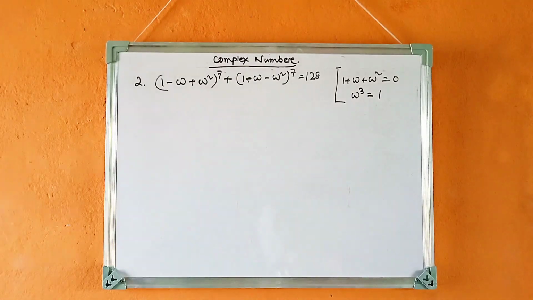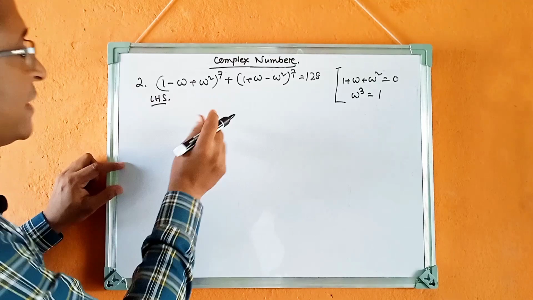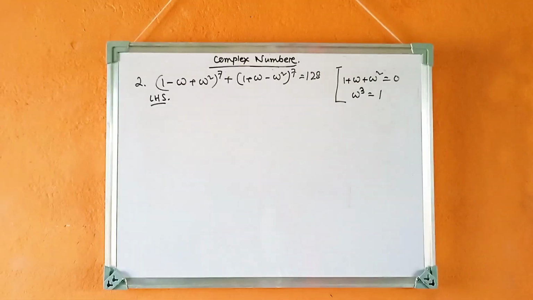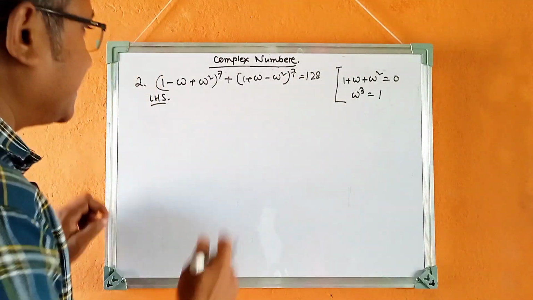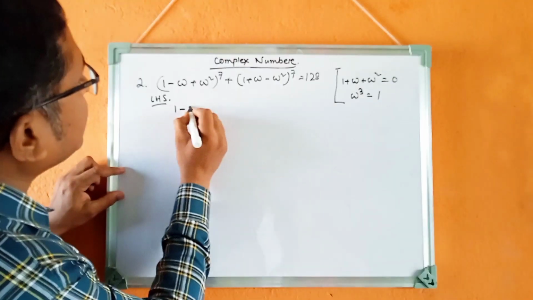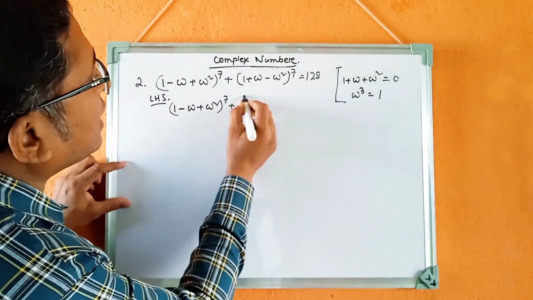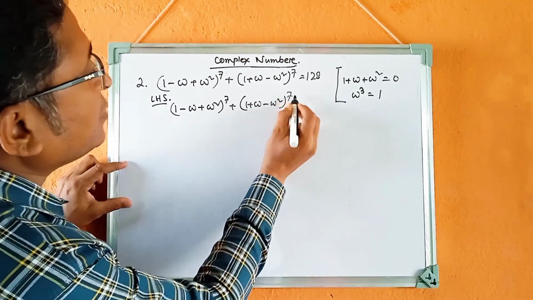Now see how to solve this problem, the easiest way. See, LHS means left hand side. We take the left hand side only, and from the left hand side we must come to the RHS, that is the value 128. See how to solve. 1 minus omega plus omega square whole to the power 7 plus 1 plus omega minus omega square whole to the power 7.